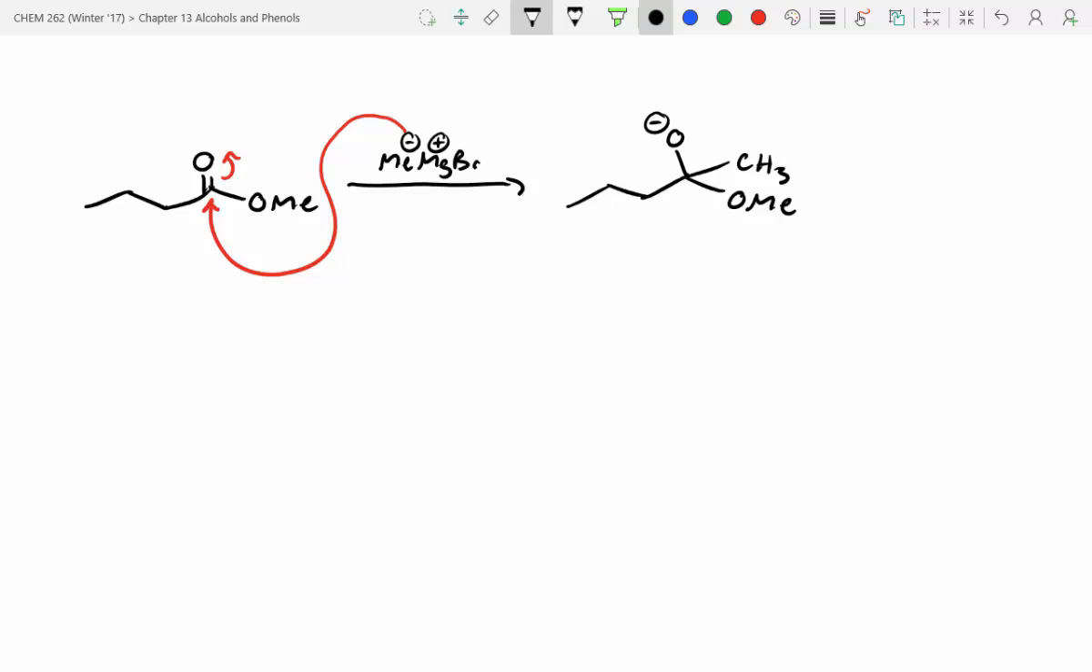What do you guys think will happen next? Are we just going to protonate it? Yeah, exactly. We saw previously that this can act as a leaving group, right? So in this case, this oxygen can clamp down, kick off this methoxy group.